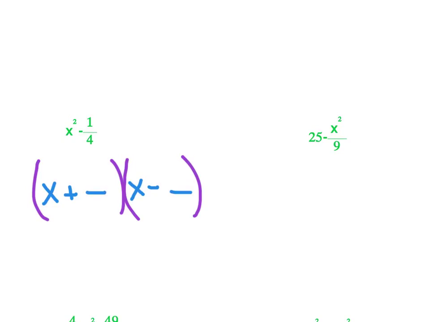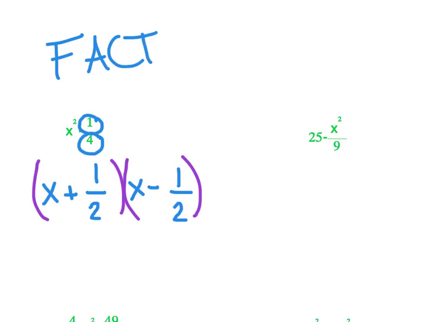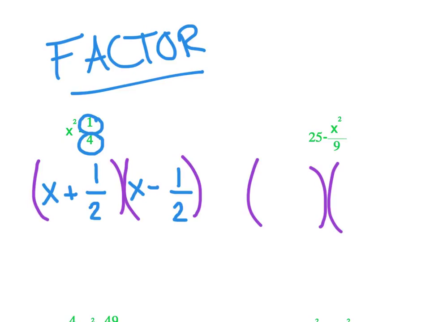And now, what fraction times itself is going to get you 1/4? Well, what times what is 1? 1 times 1. And what times what is 4? 2 times 2. So that's exactly how I would factor or use the difference of two perfect squares or conjugate multiplication. So even though they're fractions and they look scary, they're not that bad. Let's try the next one. Do I have the difference of two squares? Well, what times what is 25? 5 times 5.